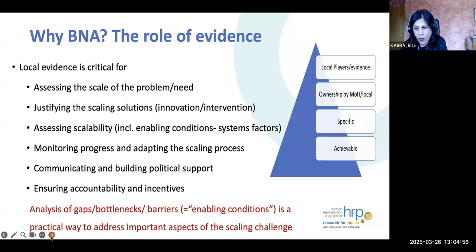We wanted the work to be owned by Ministry of Health, and both the bottlenecks and the solutions to be more specific and achievable. So analysis of this bottleneck is, we realize, a practical way of addressing some of the important aspects which are required for scaling up.